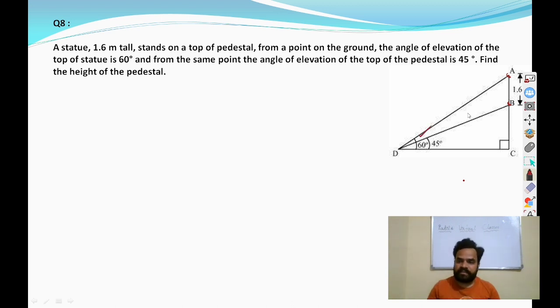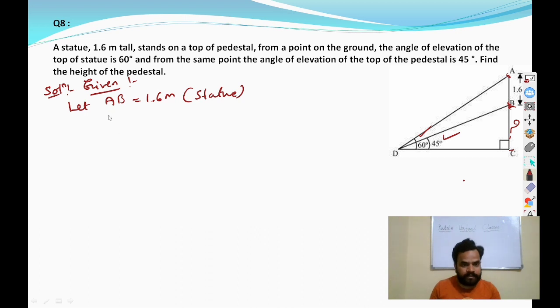To its bottom, that is the top of the pedestal, which is also the same point, the angle of elevation they have given is 45 degree. Find the height of the pedestal. We need to find BC, which is the height of the pedestal. So what will we write now? Write solution. Write given. We will consider, let AB be equal to 1.6 meter. What is this? This is the statue.